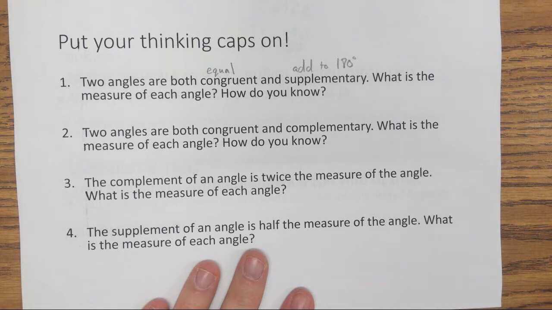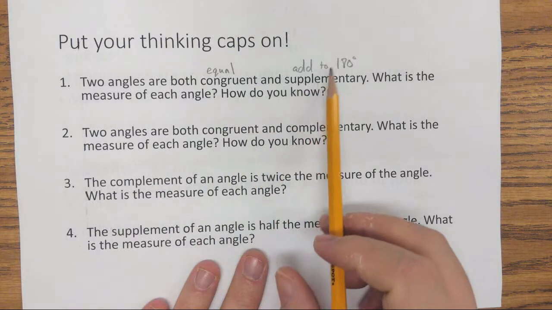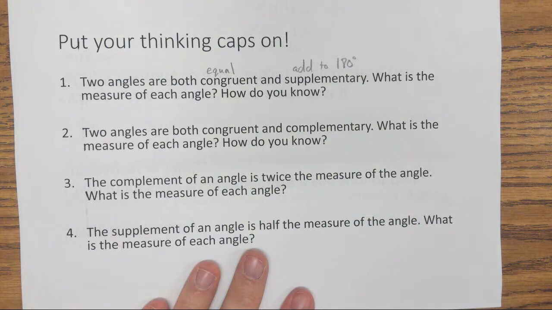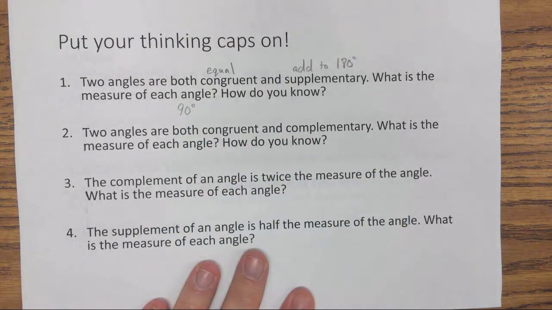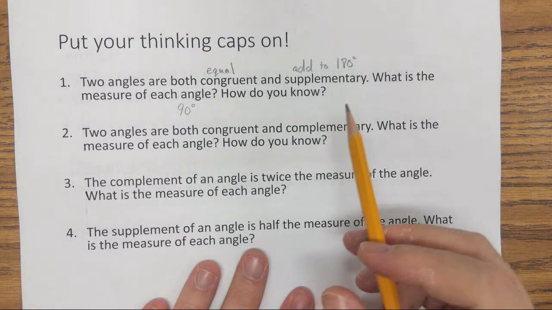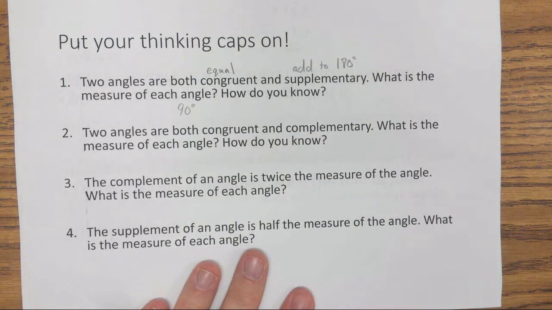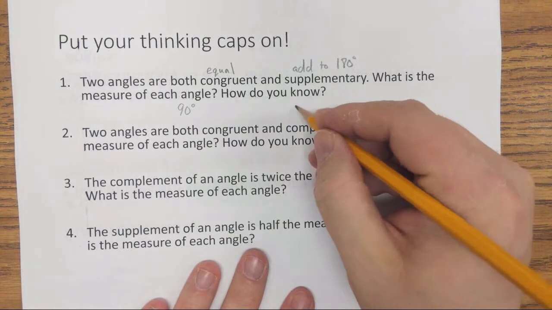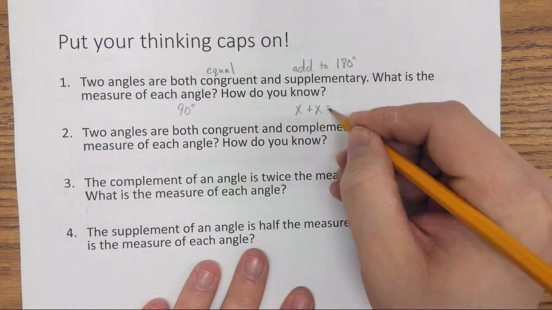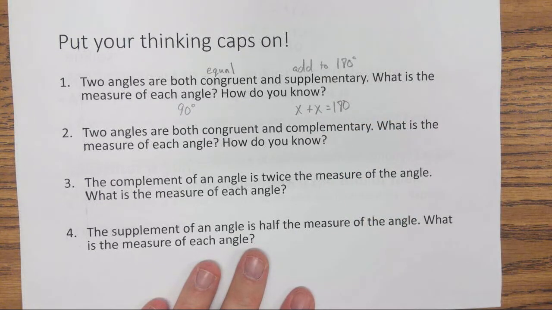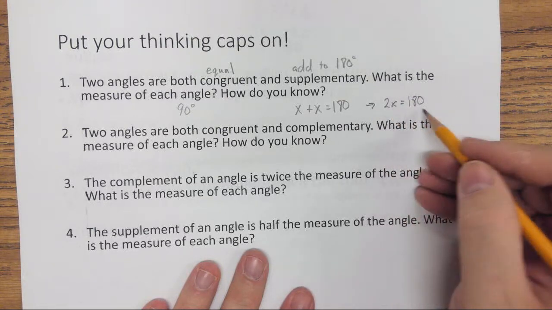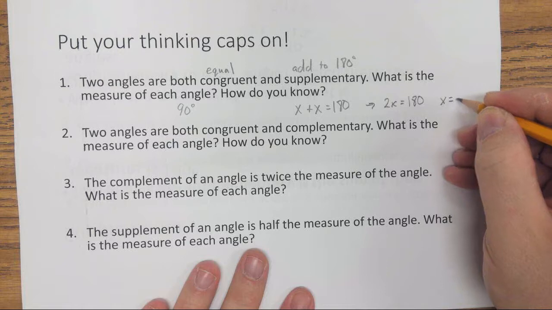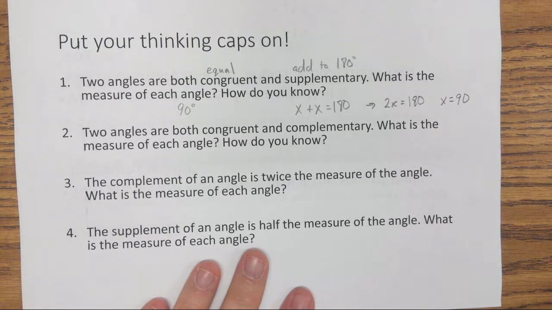If we think about it for a minute, I know that if I take 180 and divide it by 2, I'm going to get two equal measures. That's going to be 90 degrees. So the measure of each angle is going to be 90 degrees. Another way to think about that is if I call the angle x, and it's going to be the same angle, so we say x plus x equals 180, then I know that 2x equals 180. Divide both sides by 2, and I get x equals 90. Okay?